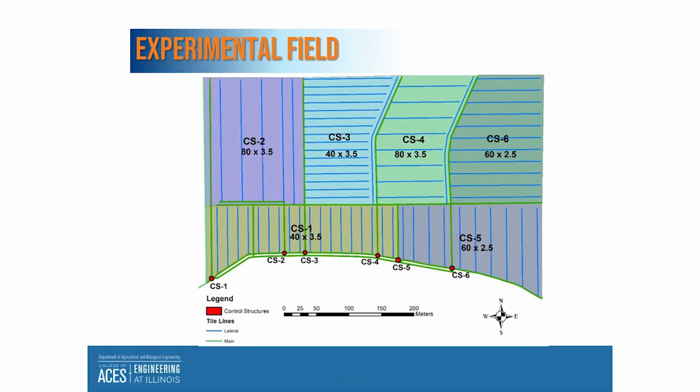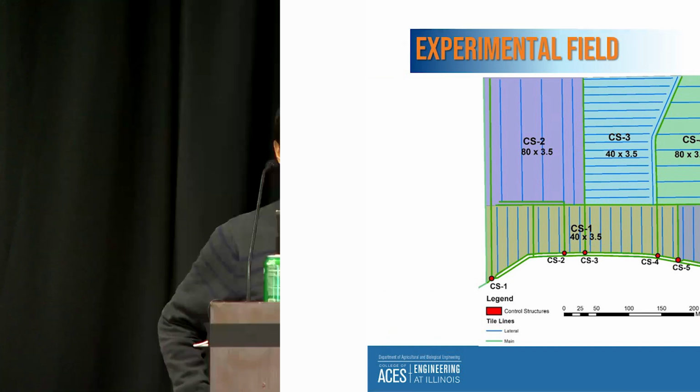CS1 and CS3, okay, this pair, had around 40 feet spacing and 3.5 feet depth. So we put the tile in those combinations. For the CS2 and CS4 fields, we put exactly double the spacing, so they were 80 feet apart and 3.5 feet deep. And for the CS5 and CS6 fields, we put tile spacing at 60 feet, and our depth was 2.5 feet, okay?